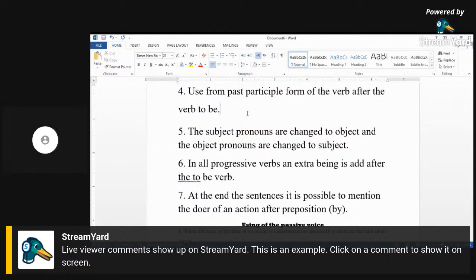Rule number 5. The subject pronouns are changed to object and the object pronouns are changed to subject. We change the subject to object and object to subject. Number 6. In all progressive verbs, an extra being is added. Add after the to be verb.